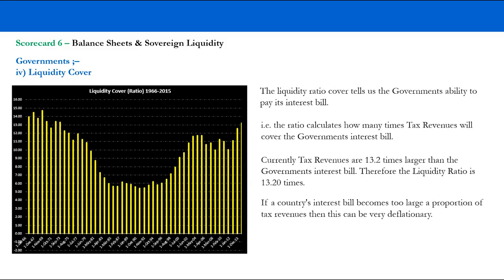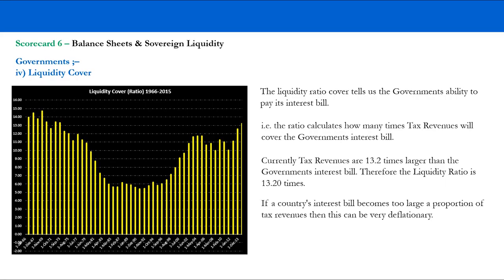Now let's have a look at the liquidity cover ratio for the United States government. So the liquidity cover ratio, what does it tell us? Well, it's basically a solvency test for the government. So we're testing the government's ability to pay its interest bill. And when we look at this, it actually gives us a good gauge of current and future levels of inflation or deflation. So the ratio basically calculates how many times tax revenues cover the government's interest bill.